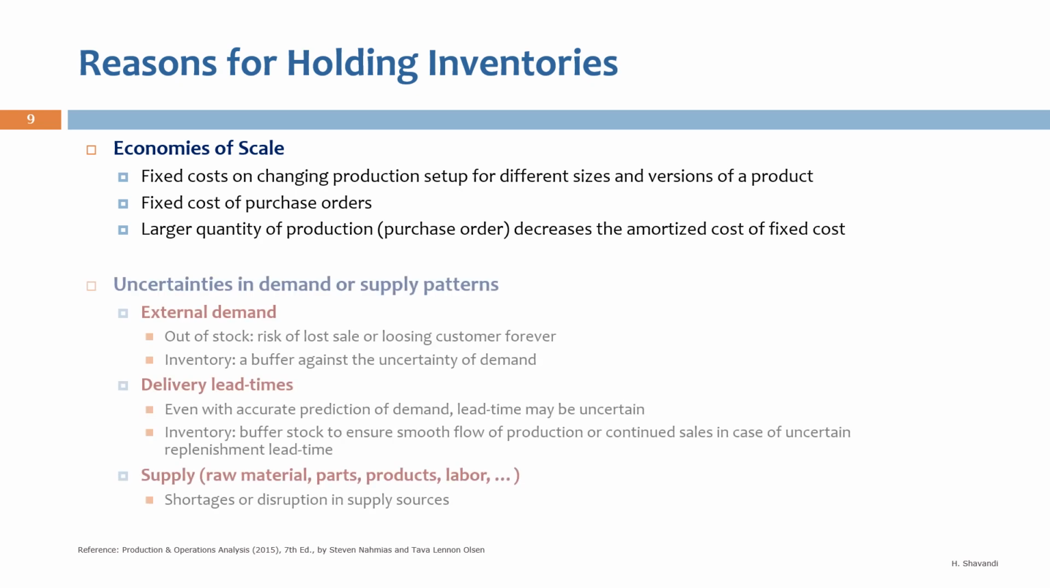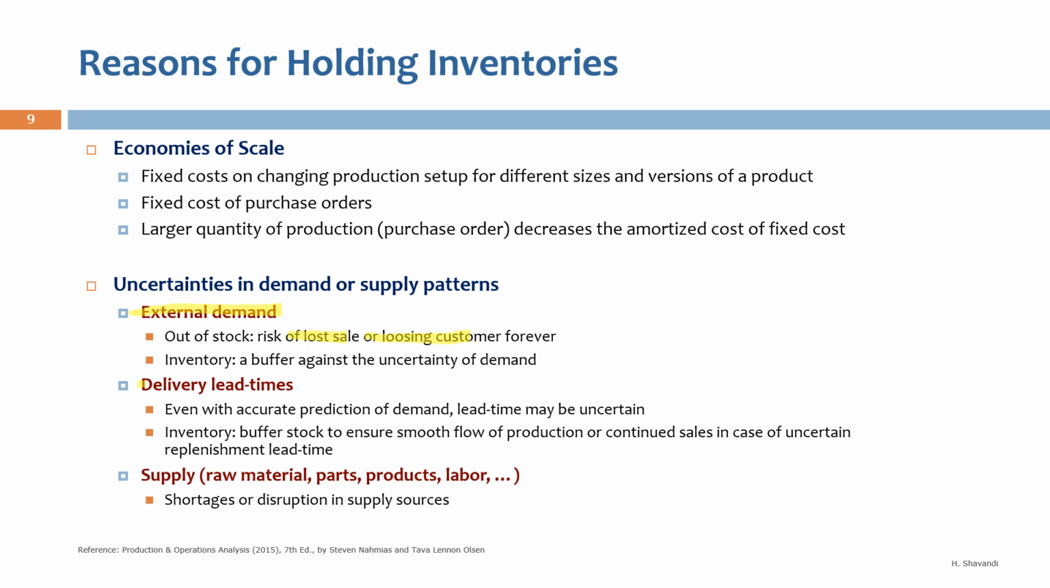The other reason is uncertainty in demand or supply patterns. Since we have external demand, and demand in the real world is usually uncertain, we need to have a stock in order to satisfy the uncertain demand in the future. If we don't have stock, then we may face the risk of lost sales or losing customers forever. So we need inventory to mitigate the risk of uncertainty in demand.